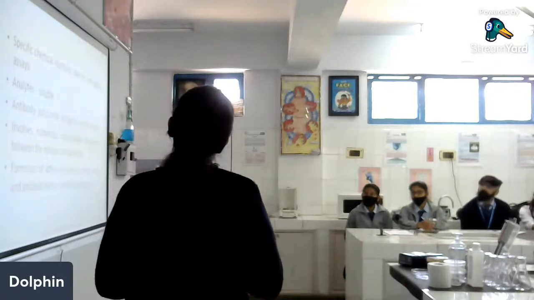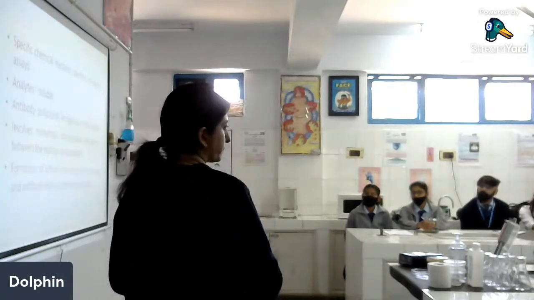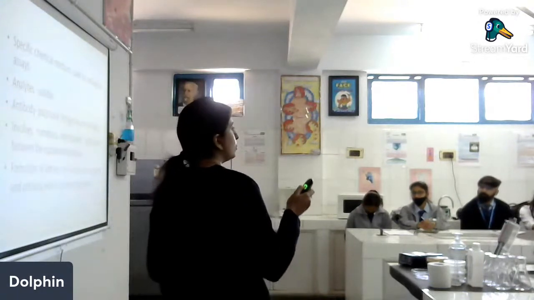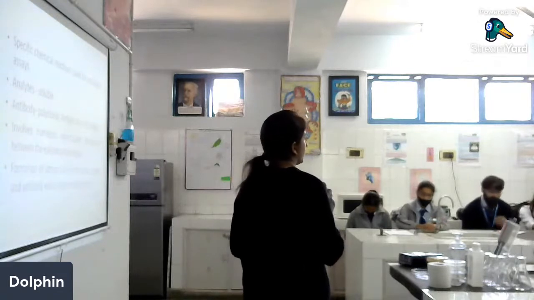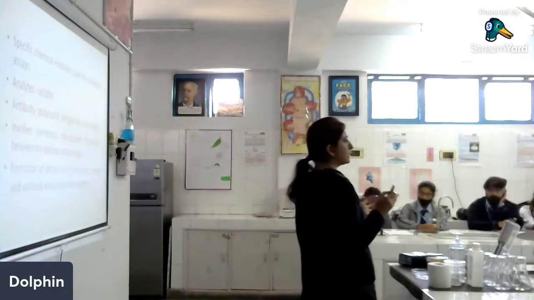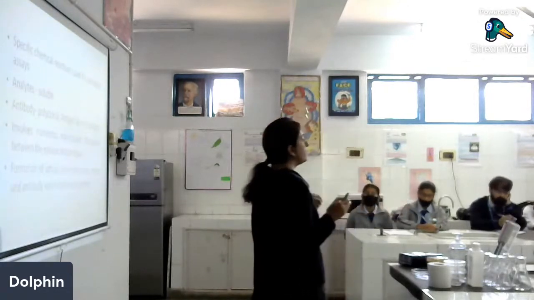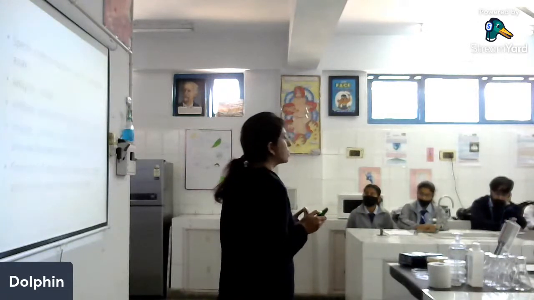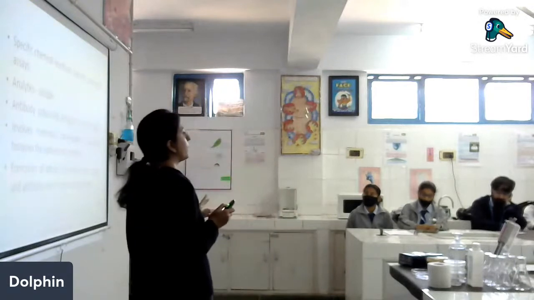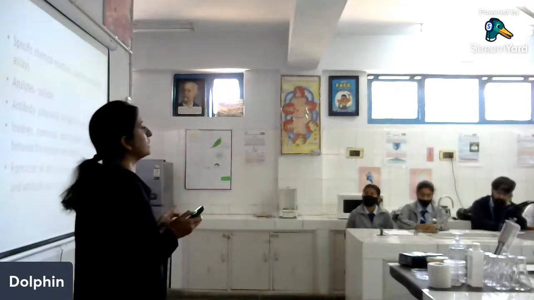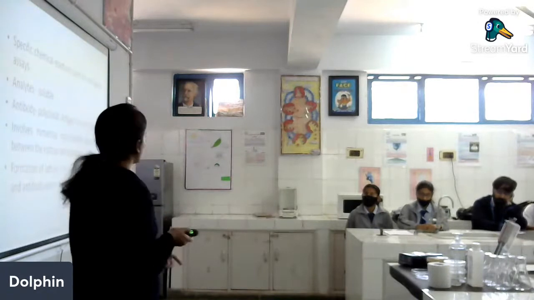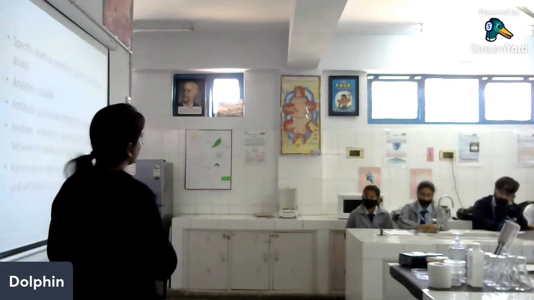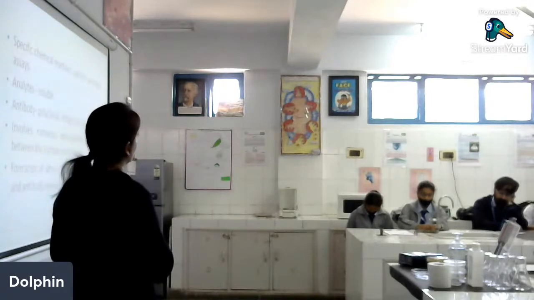Antibody for this should be polyclonal. And the antigen also should have at least two different binding sites, because precipitation means they have to cross-link with each other. So if they have only one binding site, there will be no cross-linking. So there has to be at least two binding sites present for the interactions to take place. So antigen also has to be at least bivalent, or preferably it should be a multivalent molecule.